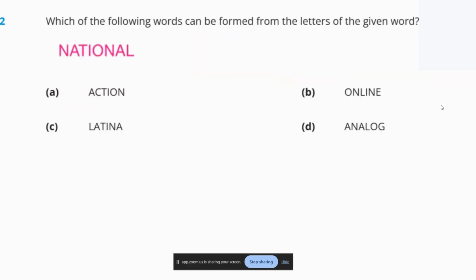Next question. Which of the following words can be formed from the letters of the given word? The word is national. So which word over here can you make using these letters? You can make a word known as Latina. So option number C is our right answer, Latina. Okay. Next.